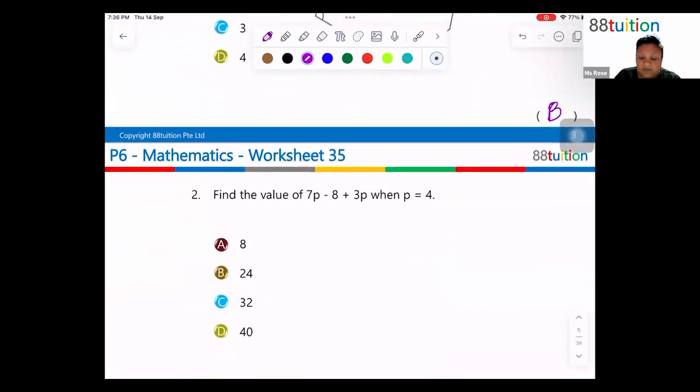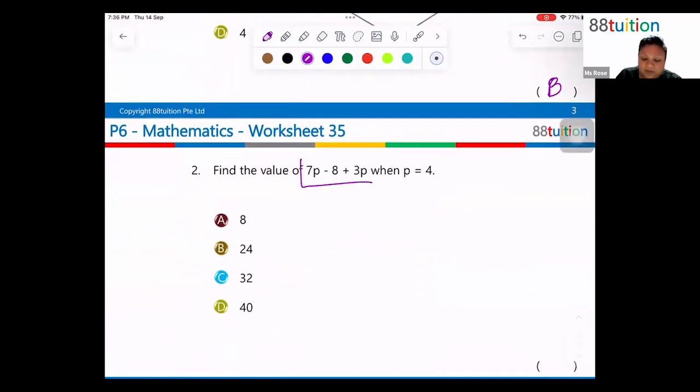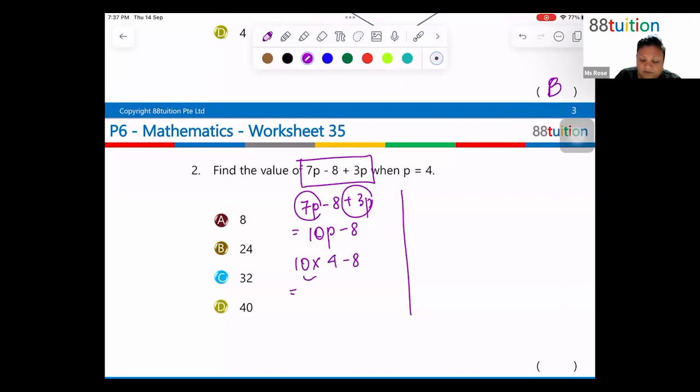Now, the next question is an algebra question. There are two ways to do this. Either you add the like terms, 7p minus 8 plus 3p, to get 10p minus 8. So 10p is the same as 10 times 4 minus 8, which equals 40 minus 8, which is 32. Or you can also write it down as 7 times 4 minus 8 plus 3 times 4.